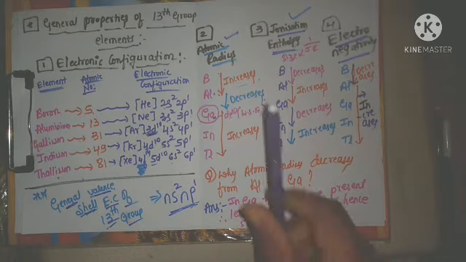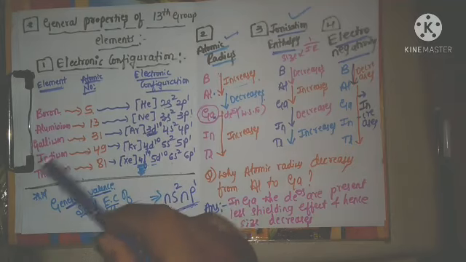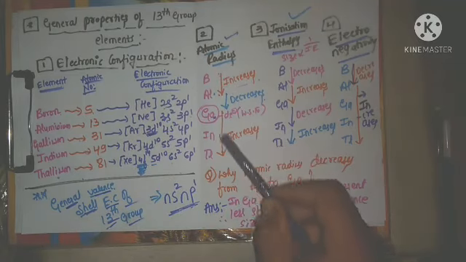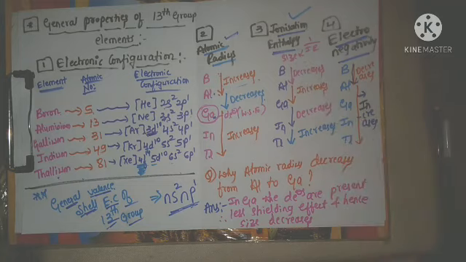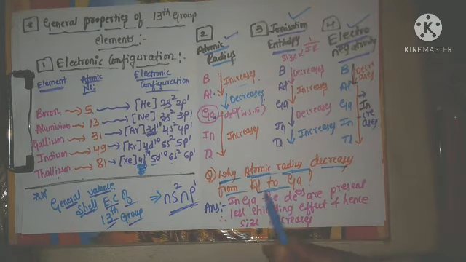This is about the electronic configuration, atomic radius, how it changes, ionization enthalpy, and electronegativity in the 13th group, all over. And we have discussed one question also: why does atomic radius decrease from aluminium to gallium? Because when the electrons enter in gallium, the shielding effect is decreasing. When the shielding effect decreases, the size decreases.